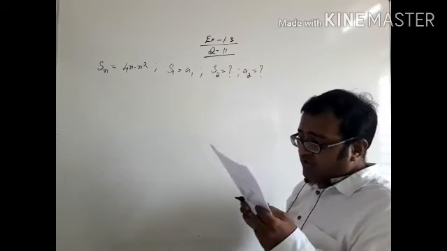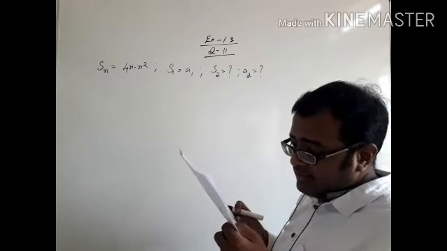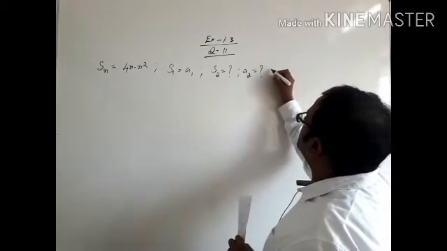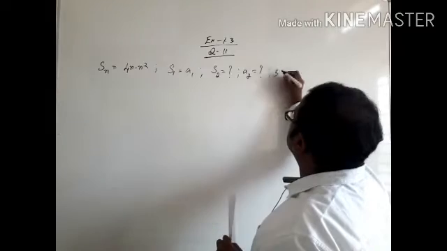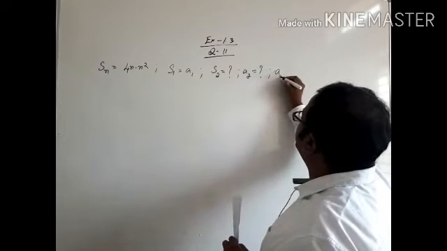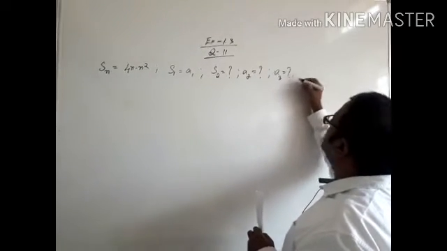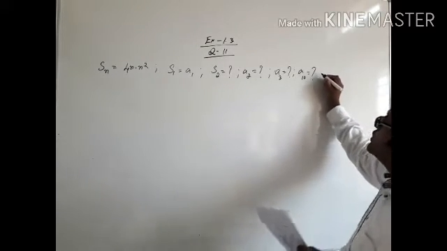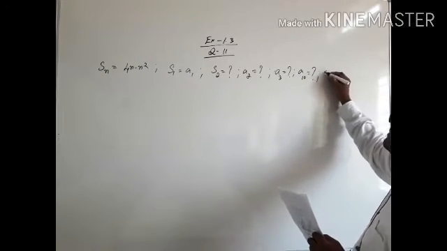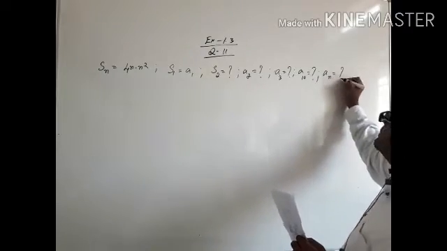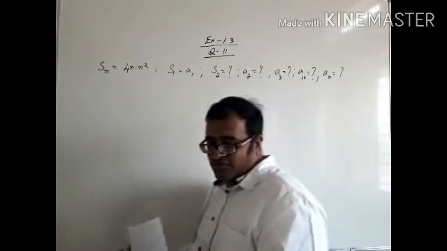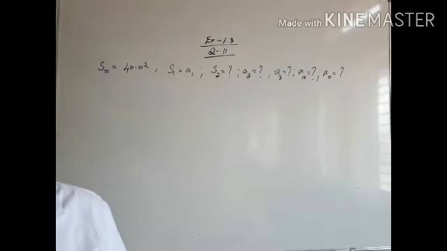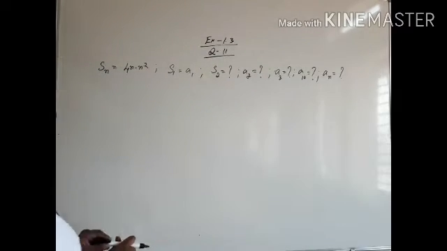Then similarly find third, 10th and nth term. Similarly find third means A3. You are supposed to find A3, 10th term A10. And also you should find the nth term. Nth term means An. So a lot of questions, isn't it? Many questions you see, but all of them are very easy. So let us start the solution from one side.